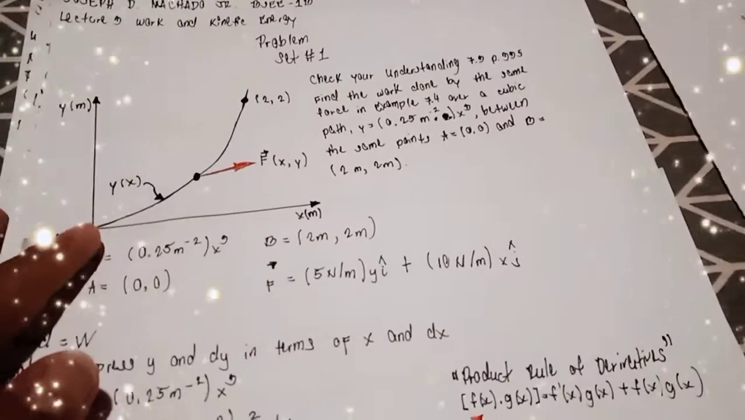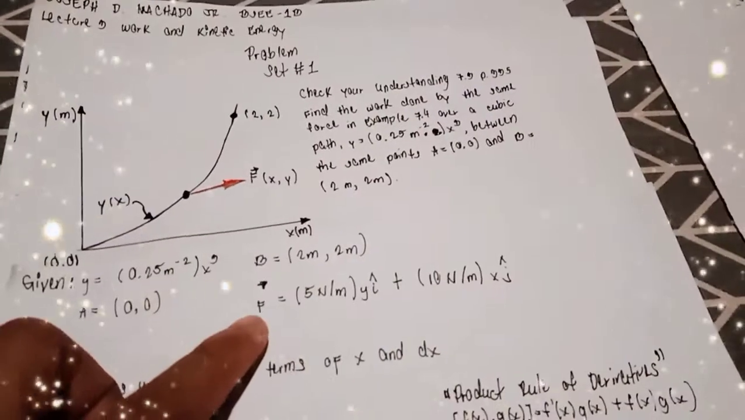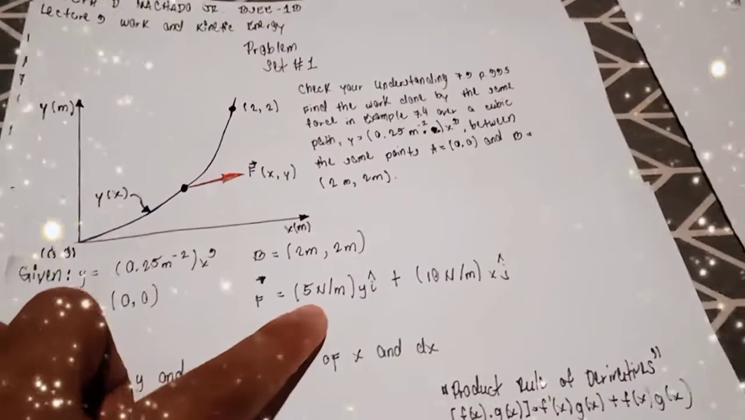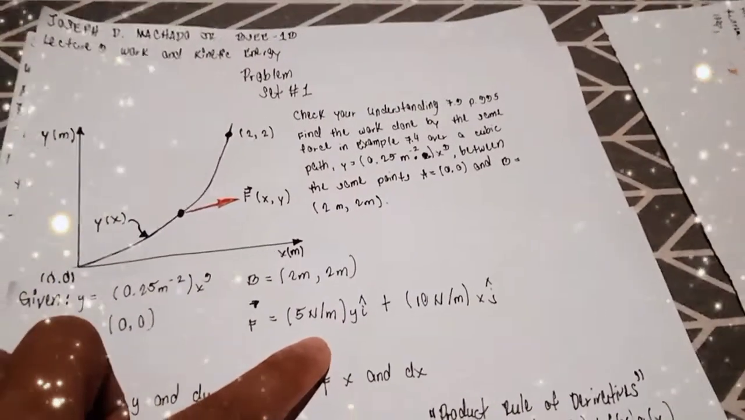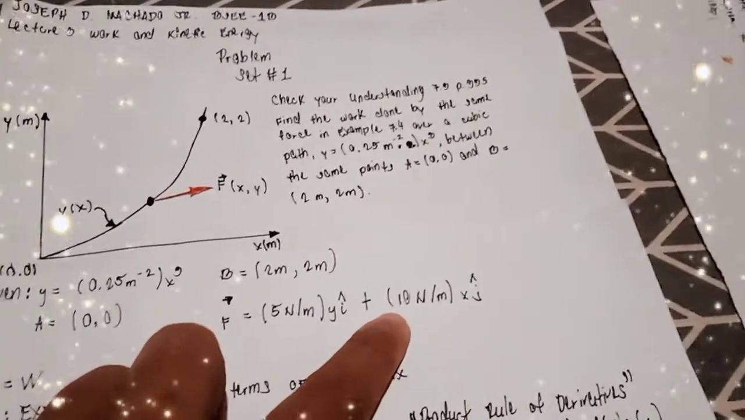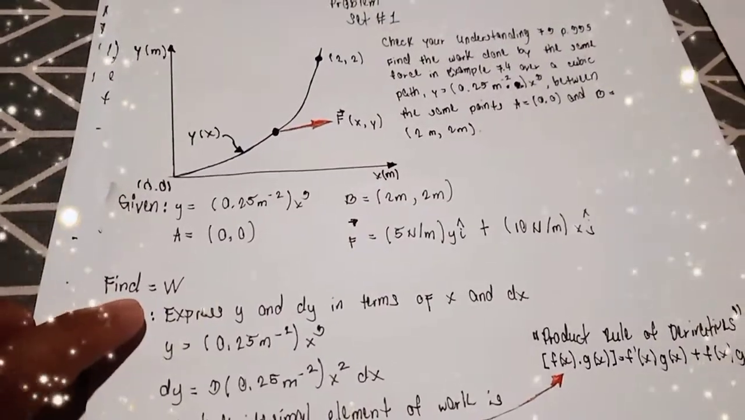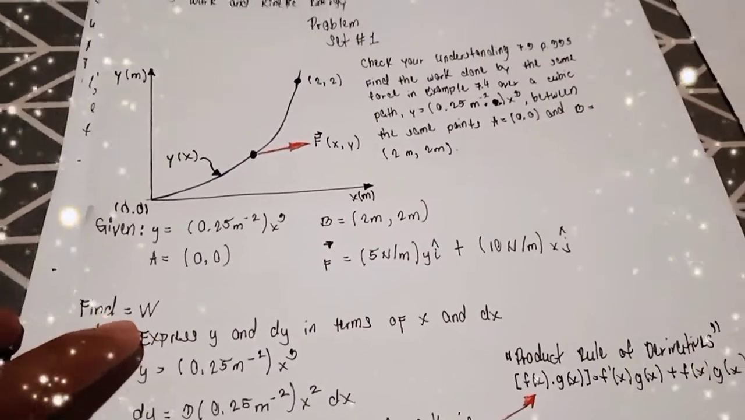Then the 7.4 over a cubic path, the force is equal to the quantity 5 N/m multiplied by y i plus the quantity 10 N/m x j. Find W.